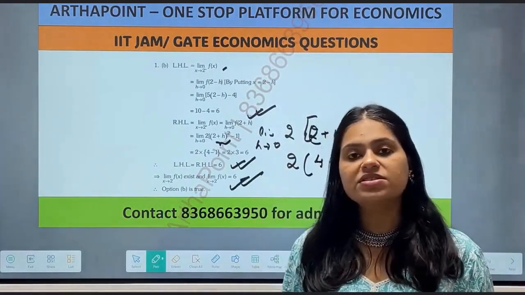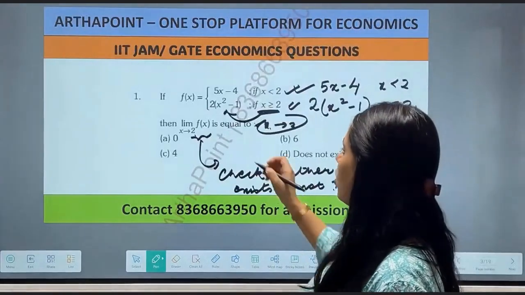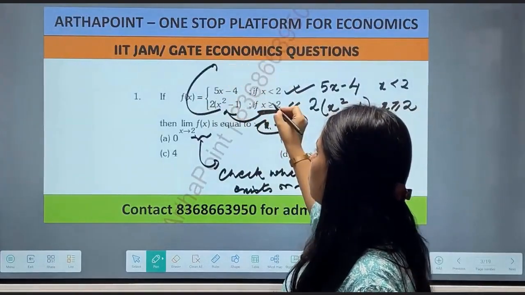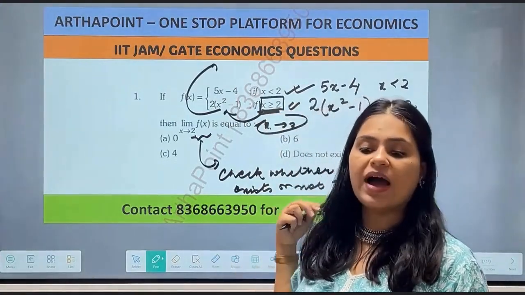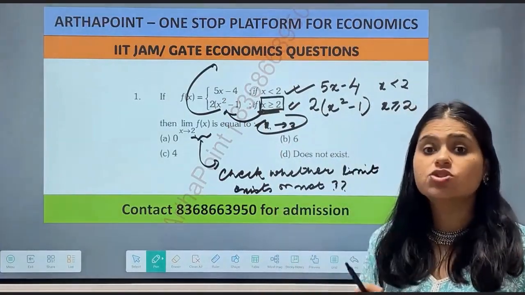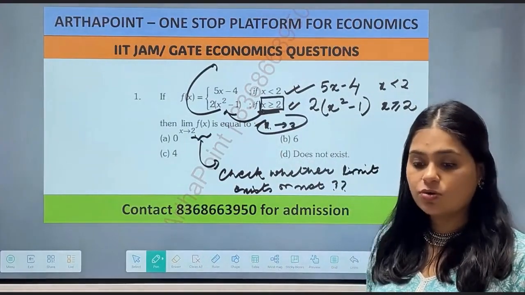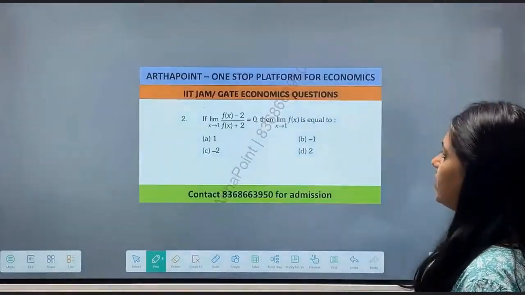So everyone who answered 6, you are correct. And I know that all of you would have simply gone ahead and put 2 here. You must have put this 2 because x is equal to 2 is coming here. That is fine beta, but the idea is for you to first check whether limit exists or not. Do check this first, and we know that limit exists. So now let us go to the next question.